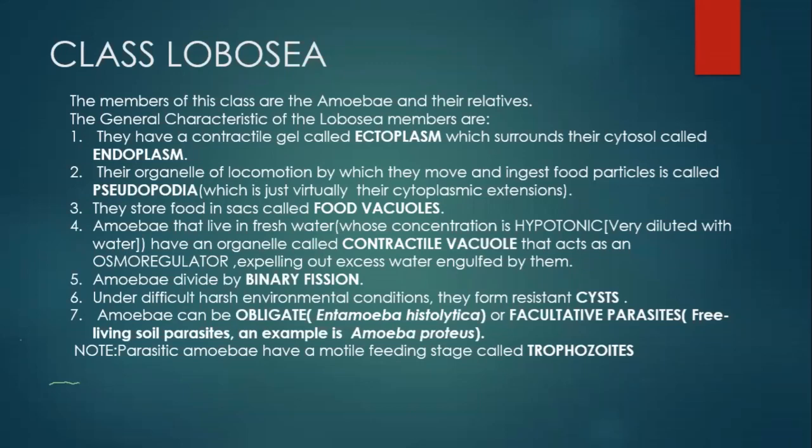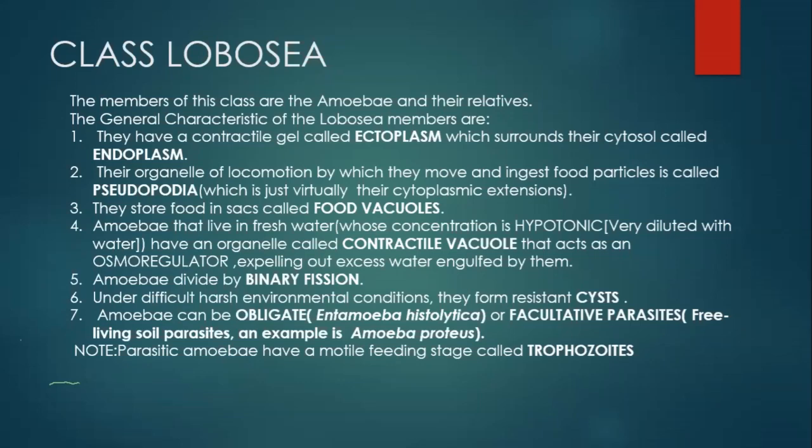Third characteristic, they store their food in sacs called food vacuoles. Fourth, amoeba that live in fresh water, water that doesn't really have salt in it, whose concentration is hypotonic, are adapted to have an organelle called the contractile vacuole. That is an organelle that helps to expel excess water engulfed by the amoeba. Fifth, they divide by asexual means, particularly binary fission: one splits into two and continues like that. Sixth, under difficult, harsh environmental conditions, they form resistant cysts.